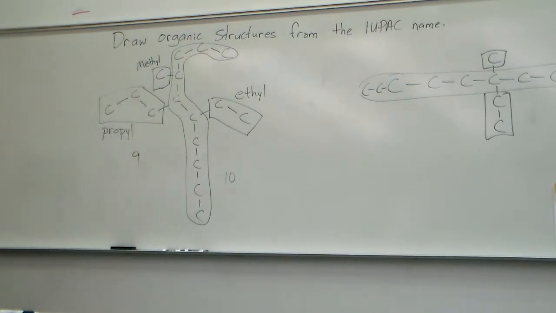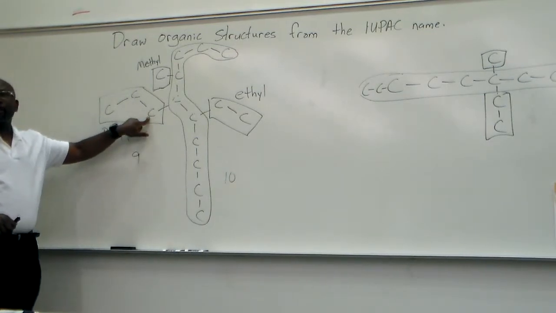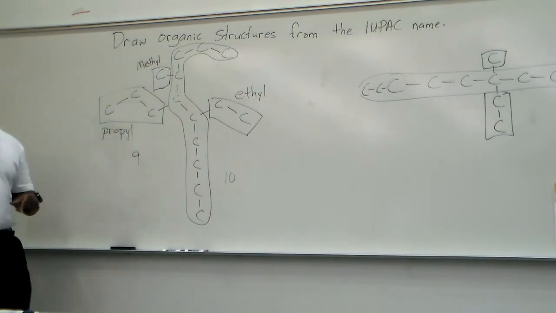Now later on we're going to talk about this. There's only one methyl and only one ethyl, but there are 2 propyls. There are 2 different types of propyls. When you have 3 carbon atoms, there are 2 ways you can attach them. I can either attach to carbon 1 or carbon 2. So there are 2 possibilities.